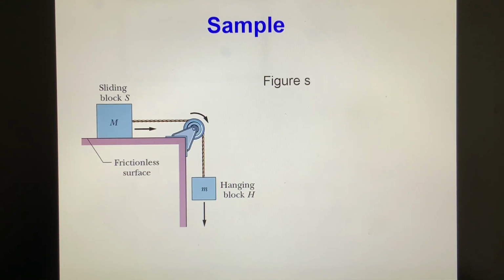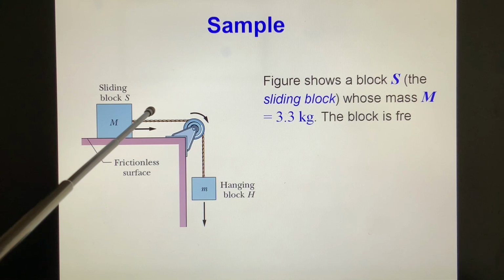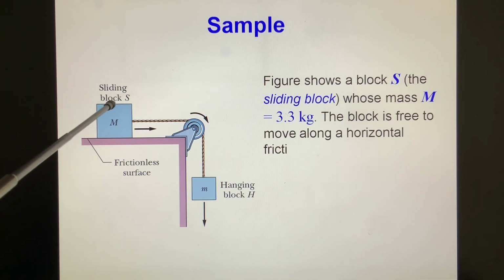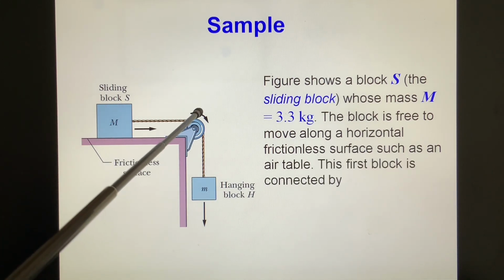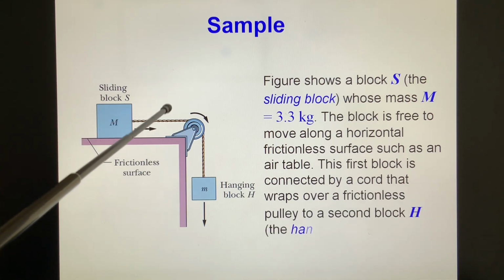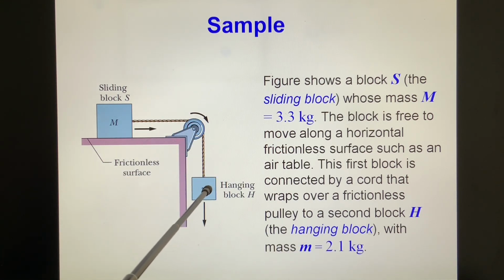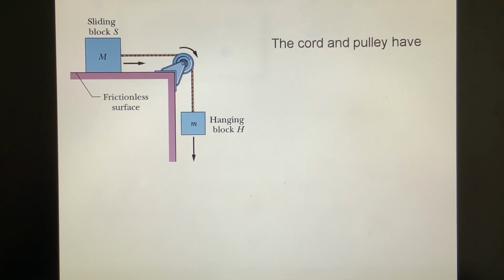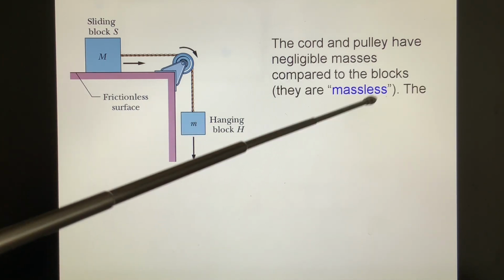Sample. The figure shows a block S, the sliding block, whose mass is M = 3.3 kilograms. The block is free to move along a horizontal frictionless surface, such as an air table. This first block is connected by a cord that wraps over a frictionless pulley to a second block, H, the hanging block, with mass m = 2.1 kilograms. The cord and the pulley have negligible masses compared to the blocks, they are massless.